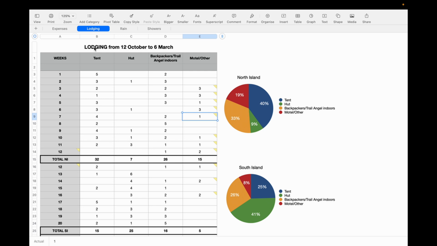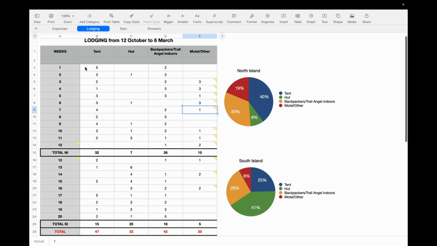And this is lodging. This is what I stayed in from the 12th of October to the 6th of March. So again, same breakdown, North Island, South Island. And if you come over here, you can see that the tent was by far the most common place that I stayed in on the North Island, 40%, 33% in backpackers and Trail Angels indoors. So there were some places I stayed at Trail Angels, but I was in my tent, so I put that under tent. But if the Trail Angel had an indoor place that we stayed in, I included that in the backpackers. Motels or other. So others were like here, we stayed at a church three nights during a cyclone.